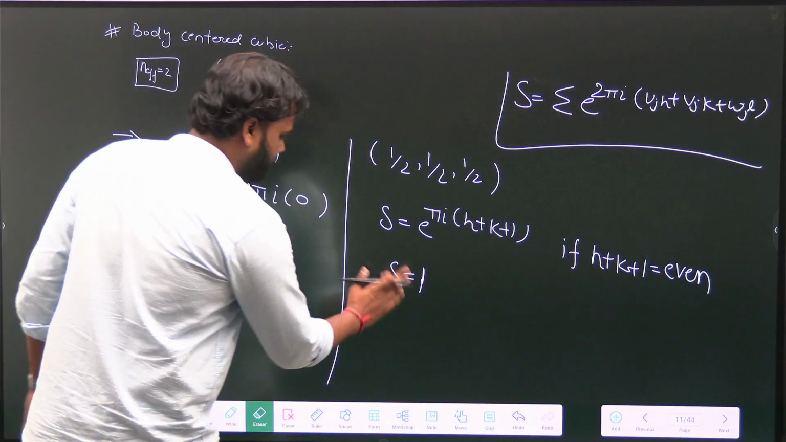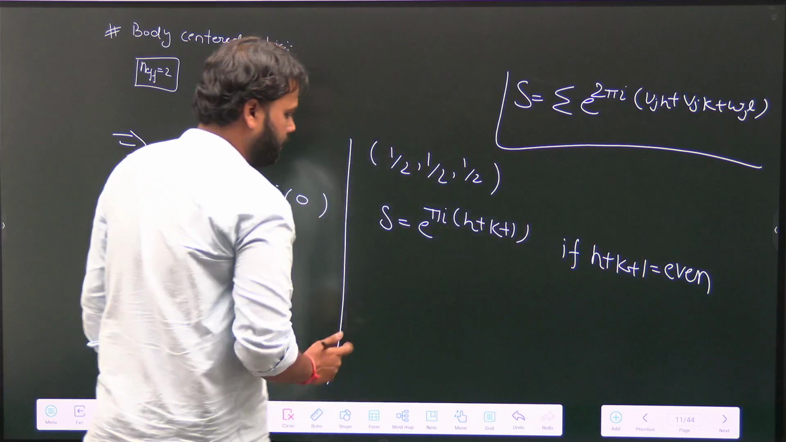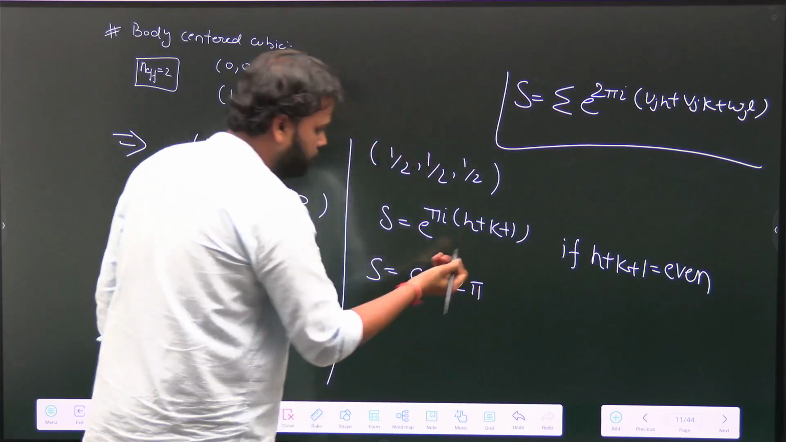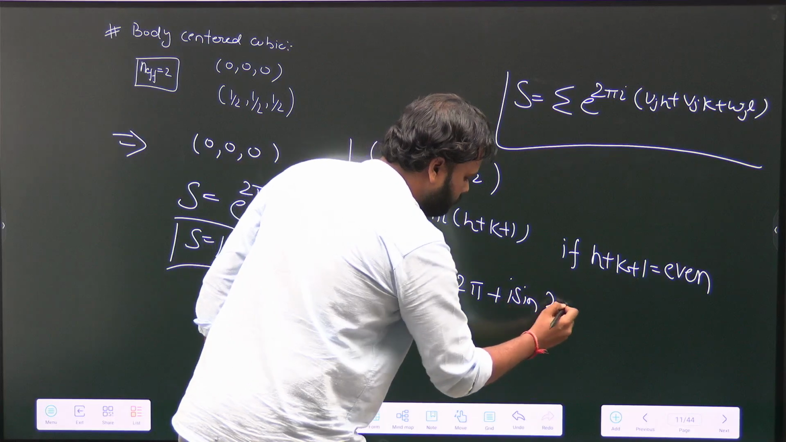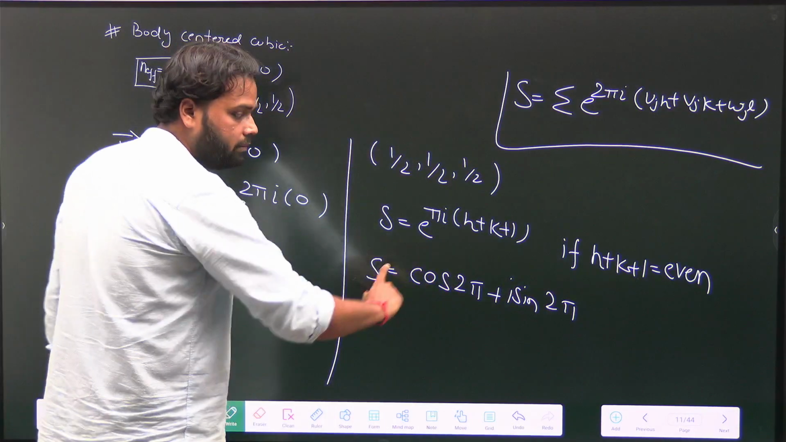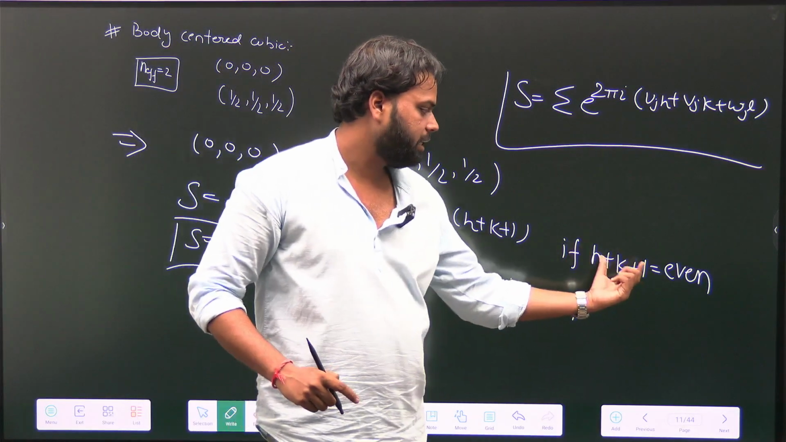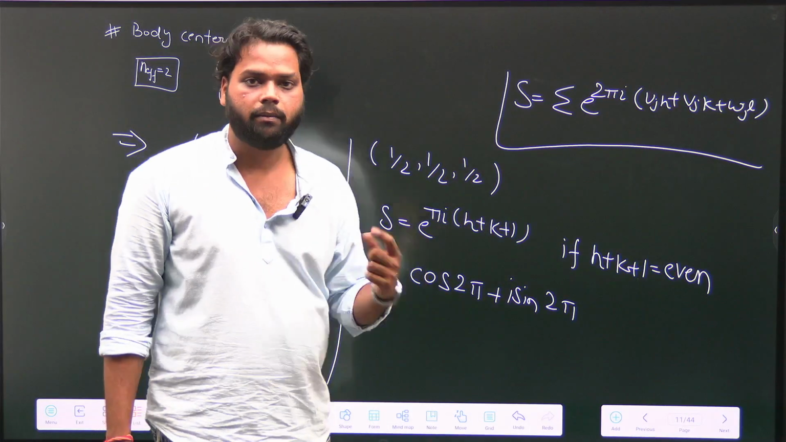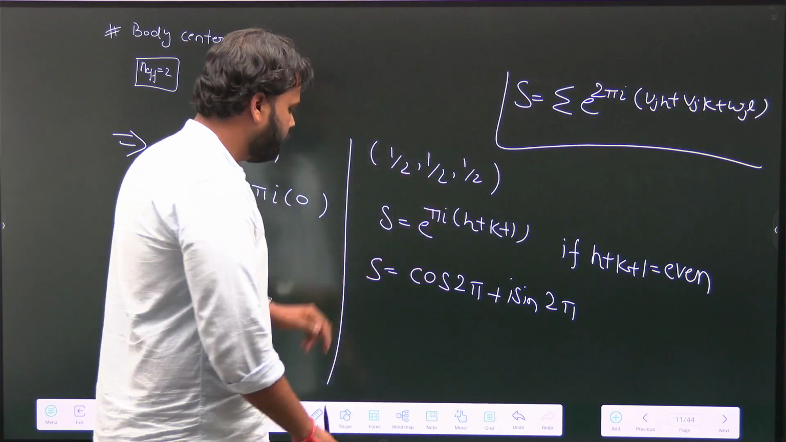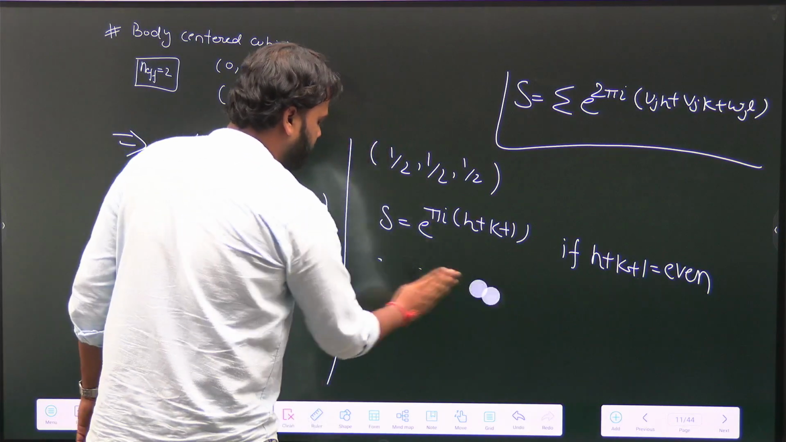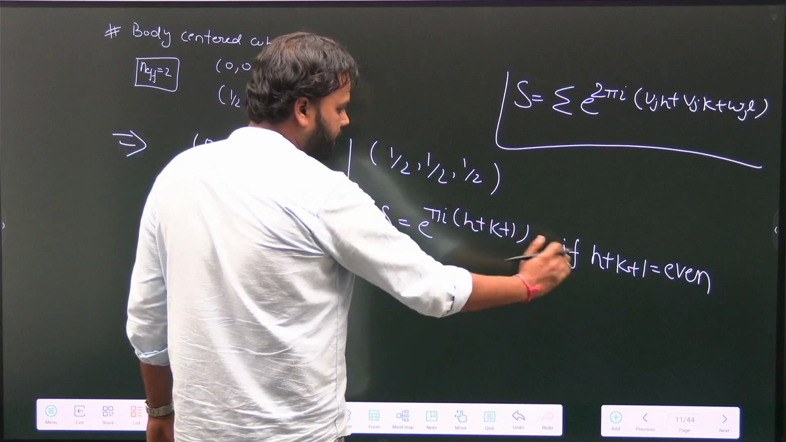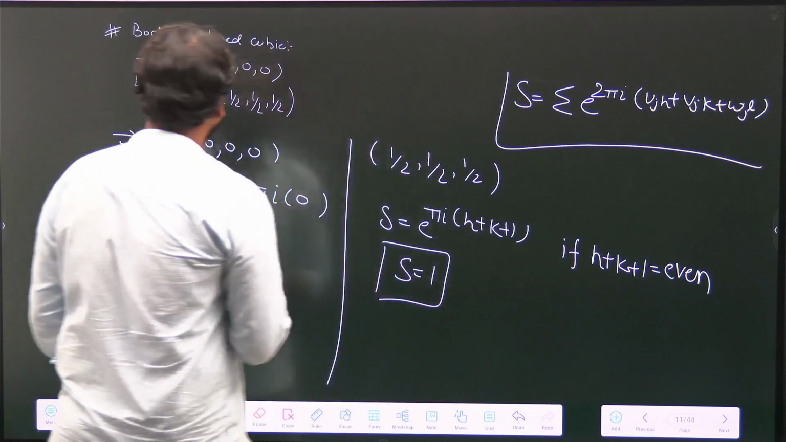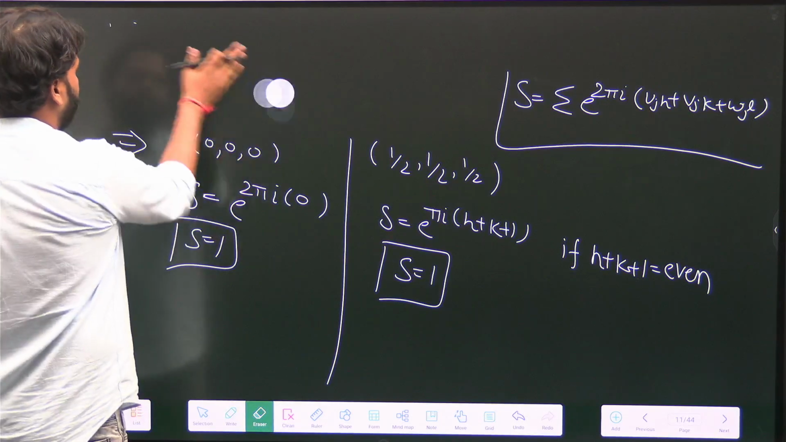If h plus k plus l is even, say it is 2, cos 2 pi plus i sin 2 pi, the sine part will be 0 and the cosine part will be 1. For every even value of h plus k plus l, this factor will give plus 1. Only then s will be plus 1. Clear? So if h plus k plus l is even, then s is equal to plus 1. Clear till here? And if h plus k plus l is odd, then s is minus 1.